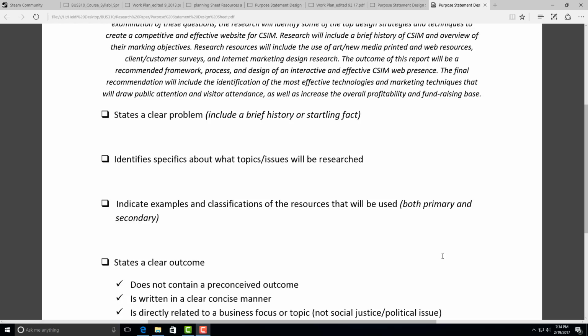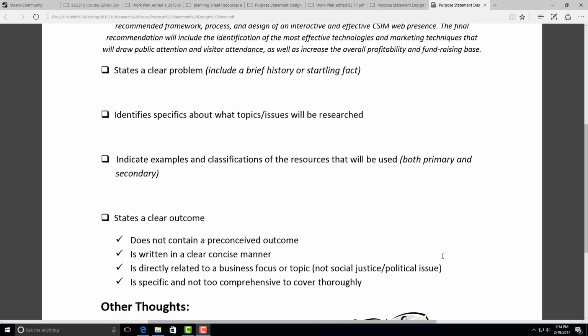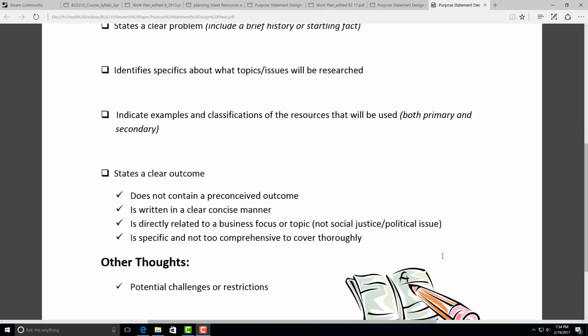It states a clear problem, including a brief history or perhaps even a startling fact. Secondly, it identifies specifics about what topics, issues will be researched. Thirdly, it indicates examples and classifications of the resources that will be used, both primary and secondary. Finally, it states a clear outcome.